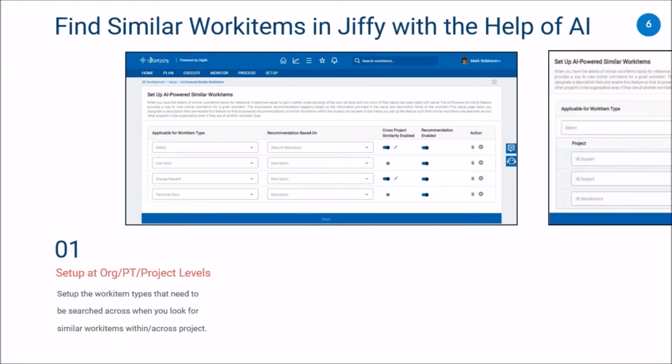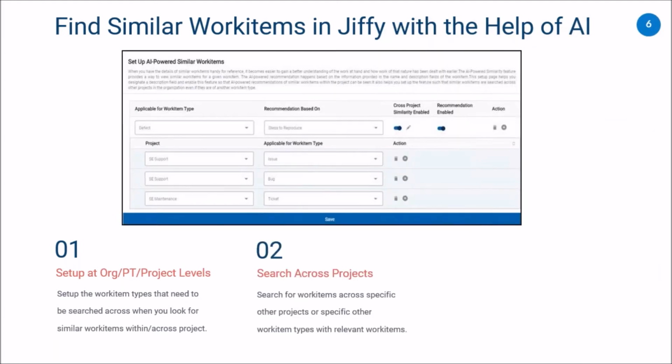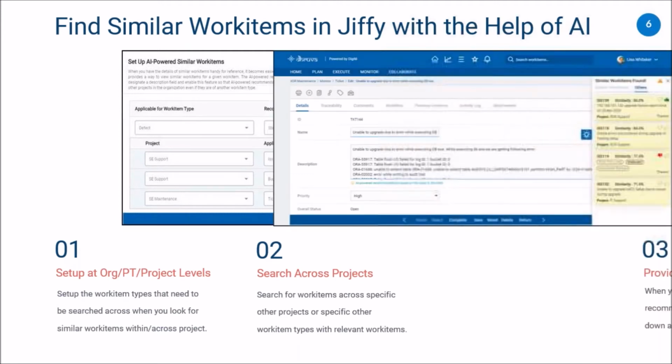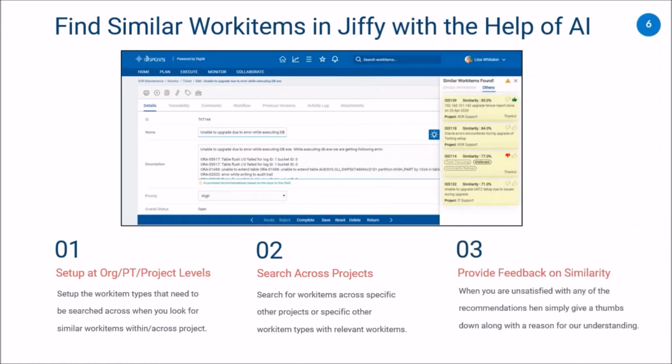We then looked at how you can go ahead and set up cross work item type and cross project similarity for the items for which you would like to see similar work items. And we then looked at how the similar work items are shown finally as the output, be it in the same project or other projects. And you also have the capability to provide feedback on how good the similarity has worked for you.